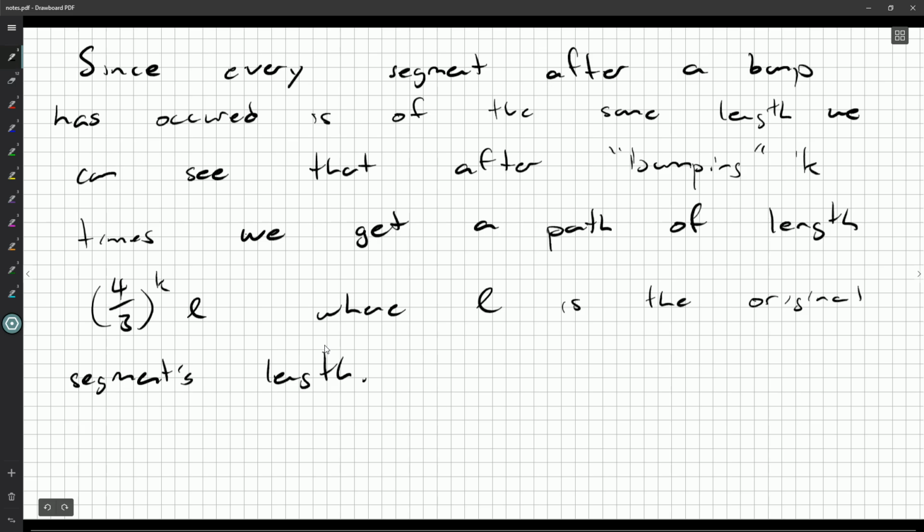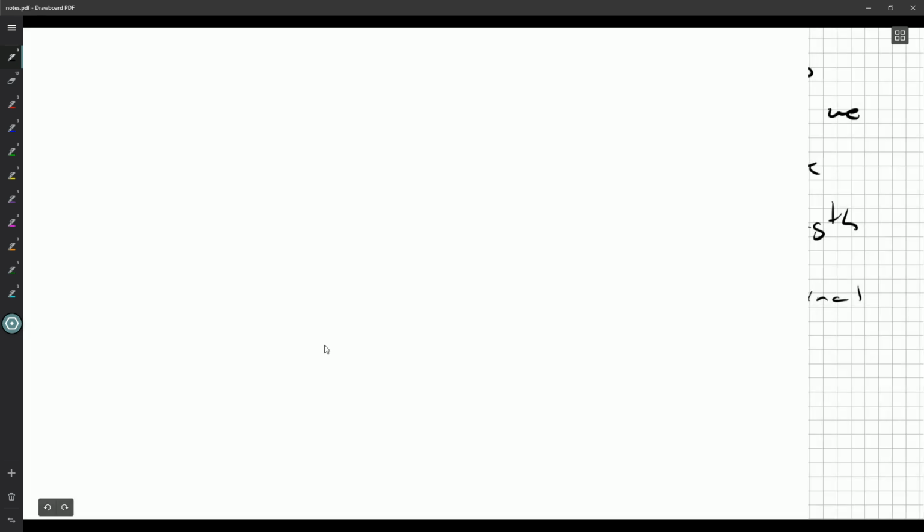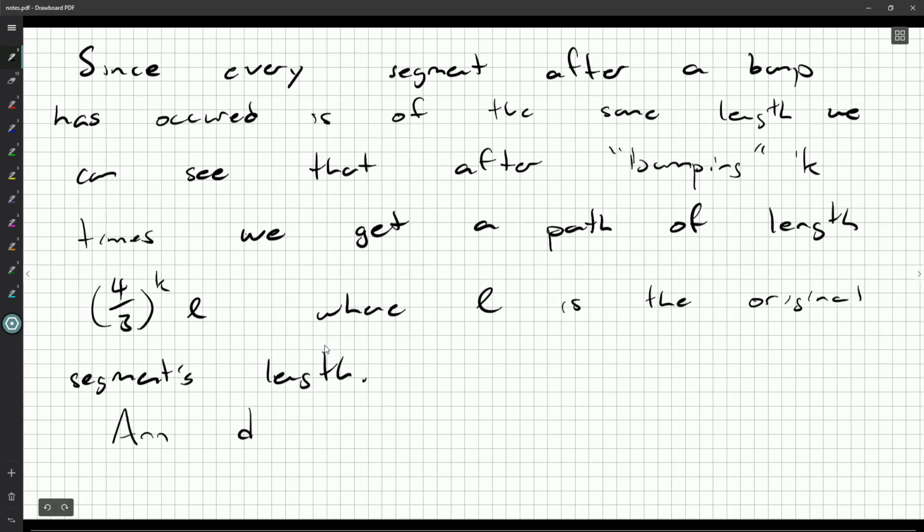Okay, so she starts with a line segment, then makes path 1. So Anne does this process. Anne does this bumping process k times. So 4/3 to the 5 n is an integer. We want the smallest value of n that does this.